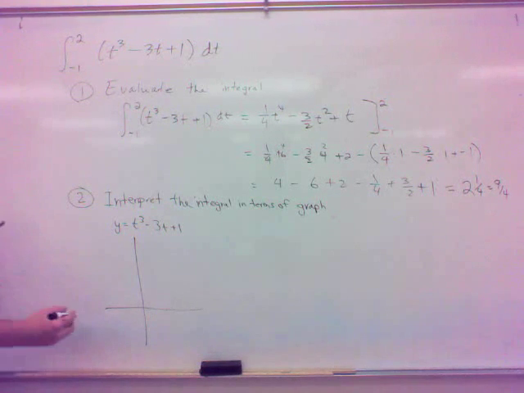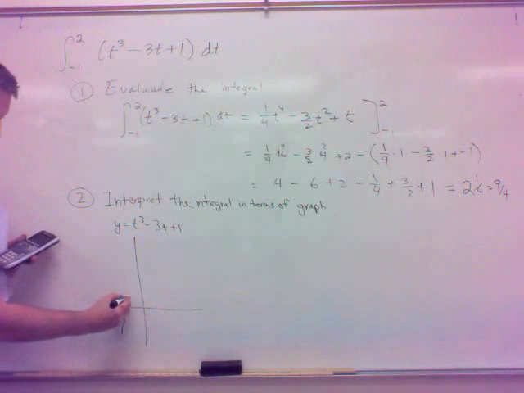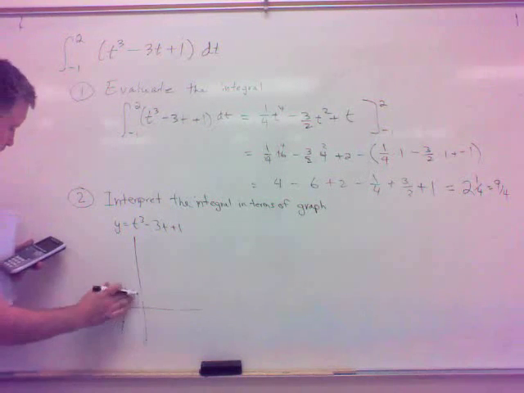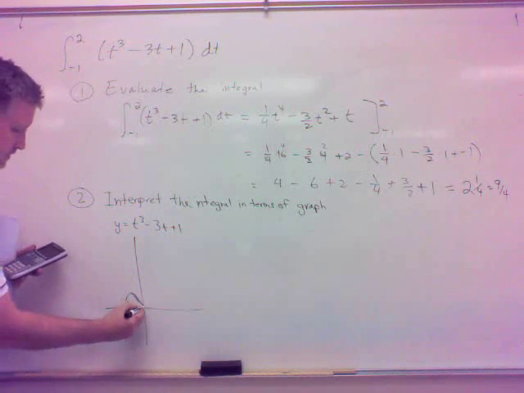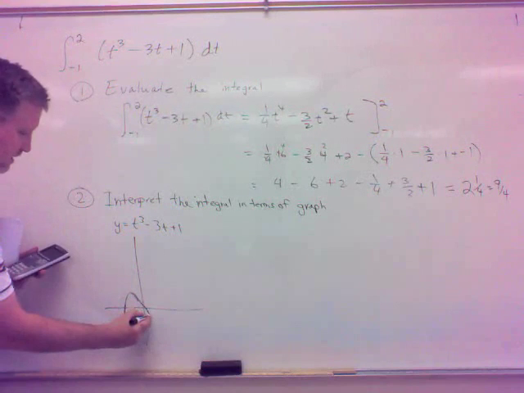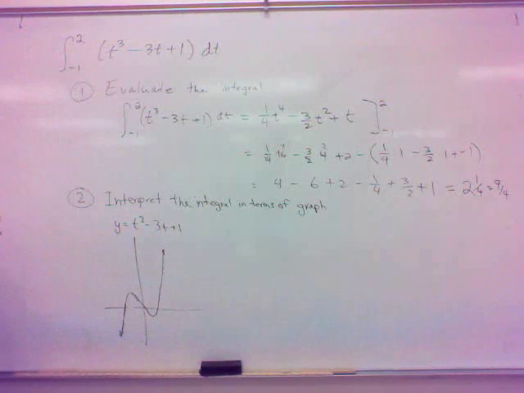Okay, goes here. And it peaks out right about here at -1. Crosses over somewhere like that. Then like that, okay? All right, so that being the graph, interpret the integral. What's the integral tell me?